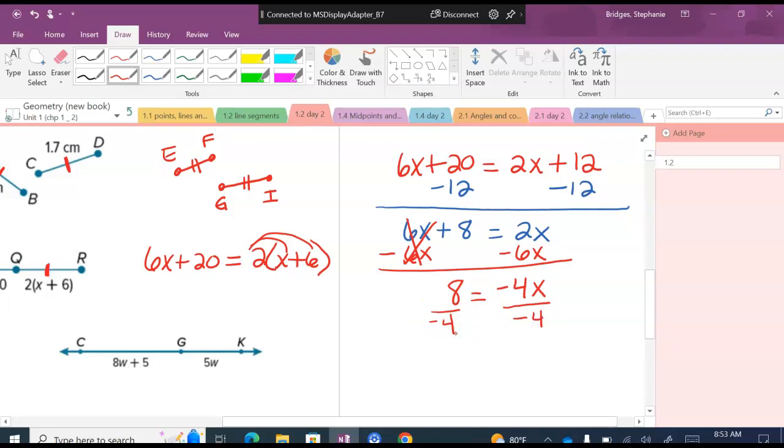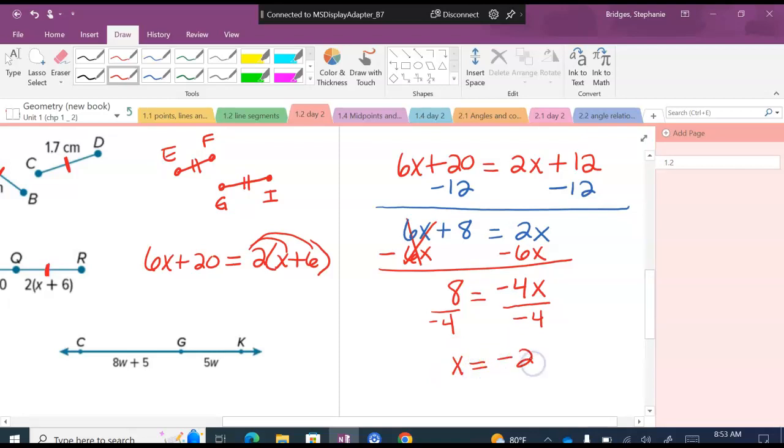Because I need all of my x's on one side of the equal sign. And with the 6, I had a 6 on the left side and I had the 2 on the right side. So I needed to move that 6 away from the 8 and get it with the other x's. And then what is 8 divided by negative 4?